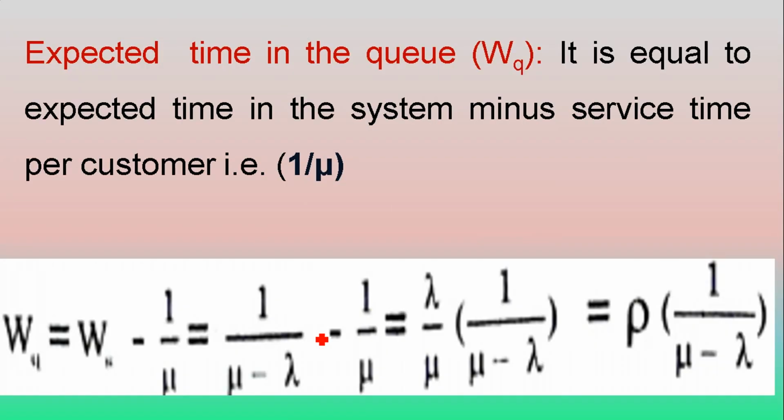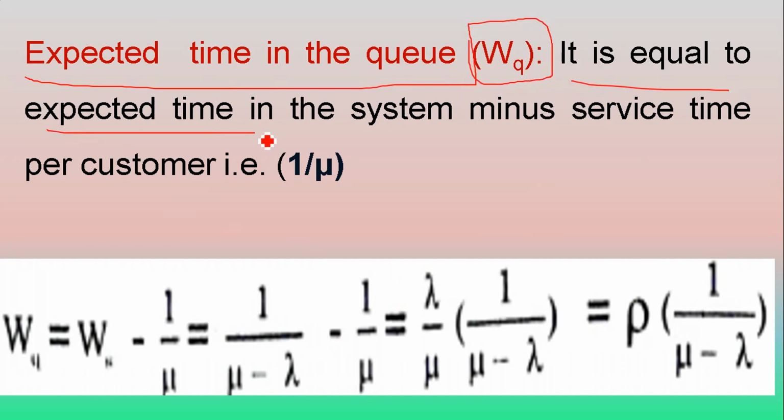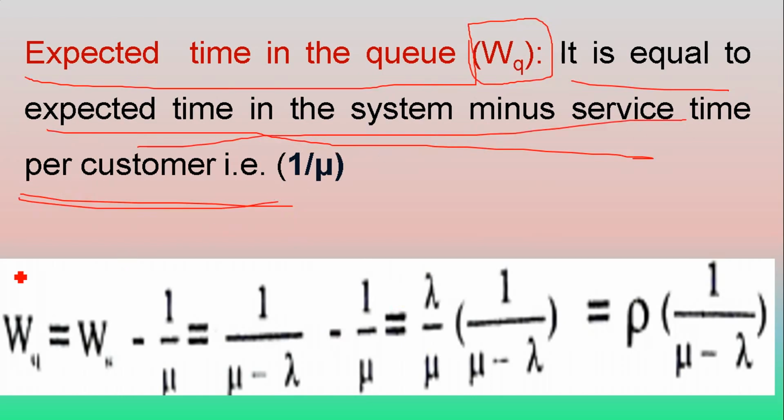After that, let us move forward to one more formula, that is expected time in the queue, Wq. What is this Wq? It is equal to expected time in the system minus service time per customer. Wq indicates only the time spent inside the queue. It does not include the time spent during the service. So it is equal to expected time in the system minus service time per customer. Wq is equal to, here I have shown the formula.